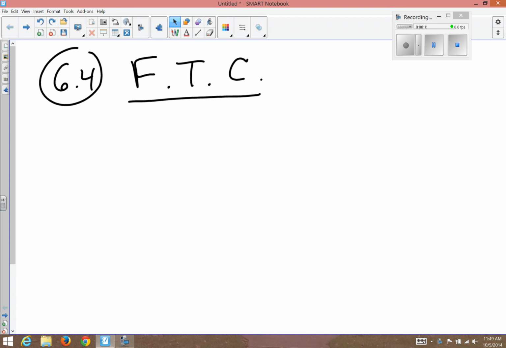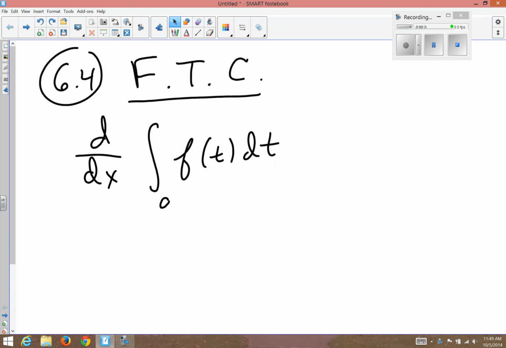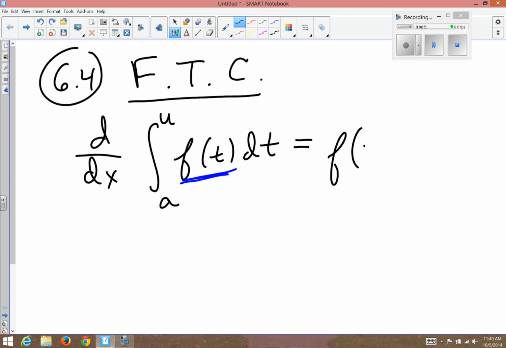The first part is the derivative with respect to x of the antiderivative of f(t) dt from any constant to any function of x. This theorem says the derivative and the antiderivative cancel each other out. The result of these operations is just the integrand, but the t gets replaced with this upper limit.